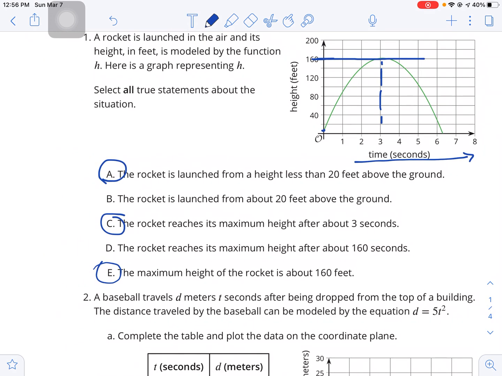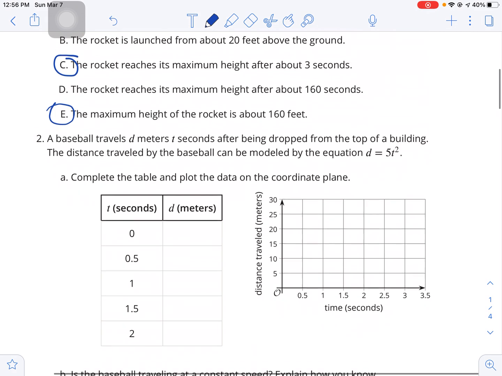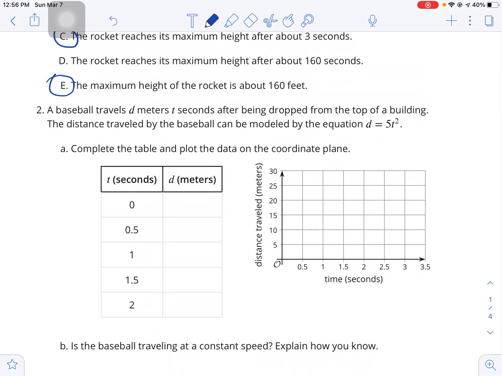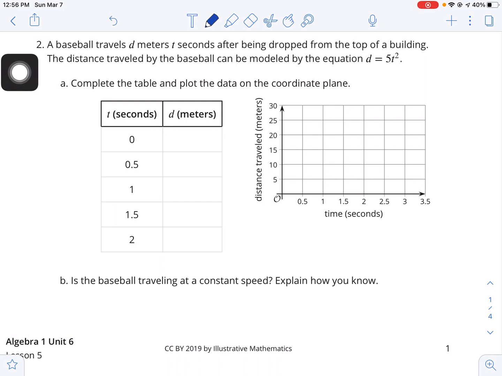Number 2, a baseball travels d meters t seconds after being dropped from the top of a building. The distance traveled by the baseball can be modeled by the equation d is equal to 5t squared. We want to complete the table and plot the data on the coordinate plane. So I'm going to recommend that we use our table making capabilities in Desmos. Let's take this equation over to the Desmos app and we'll fill it in.